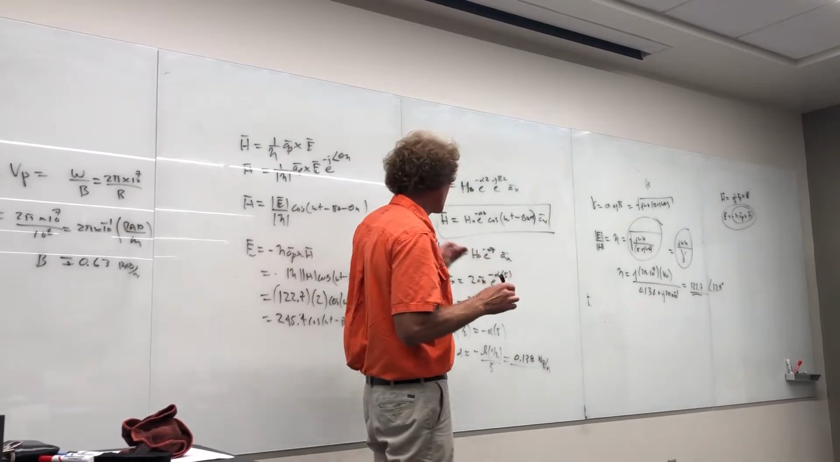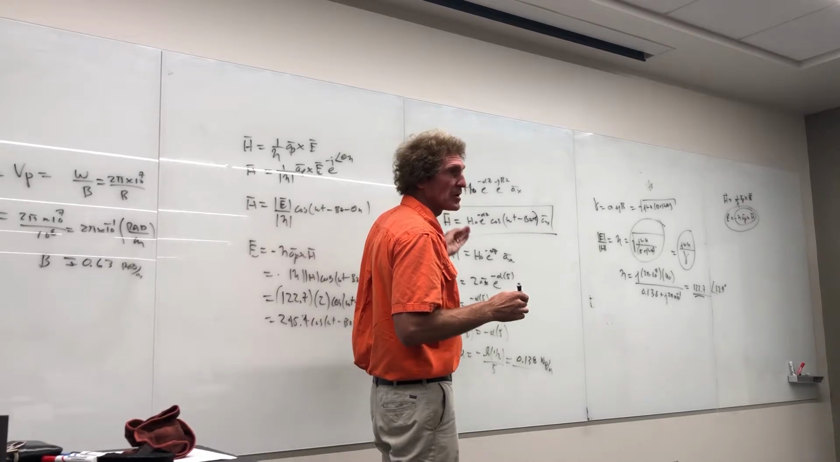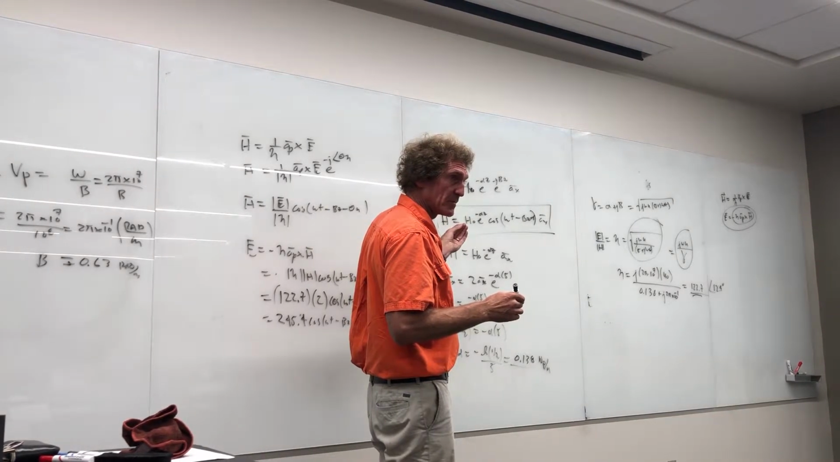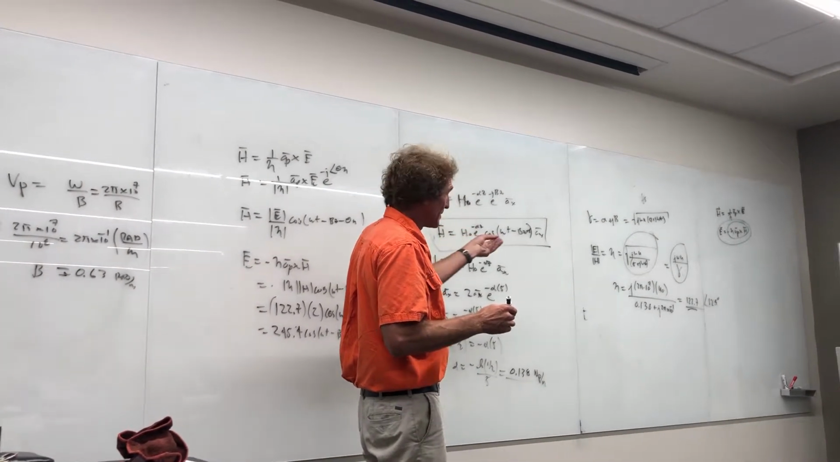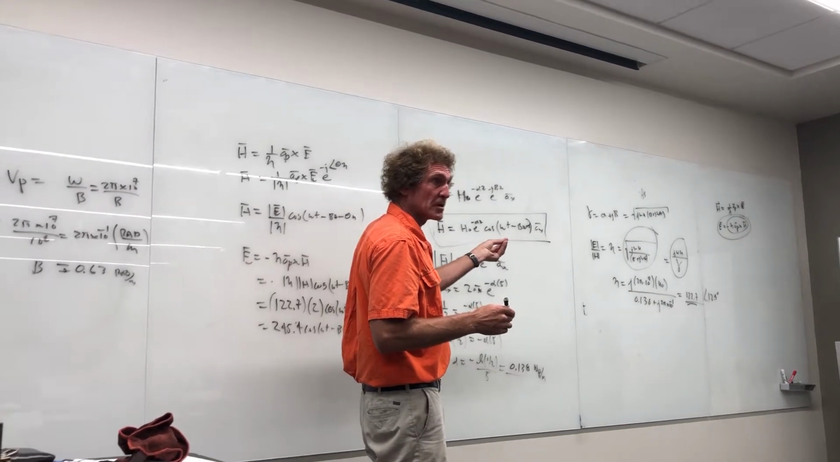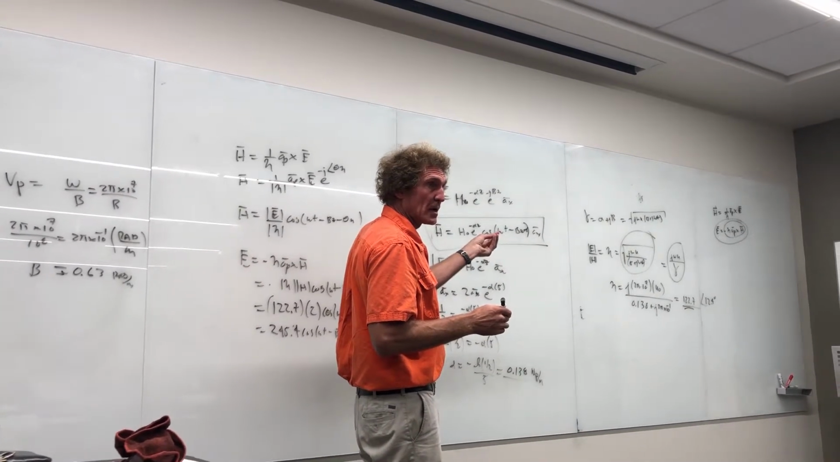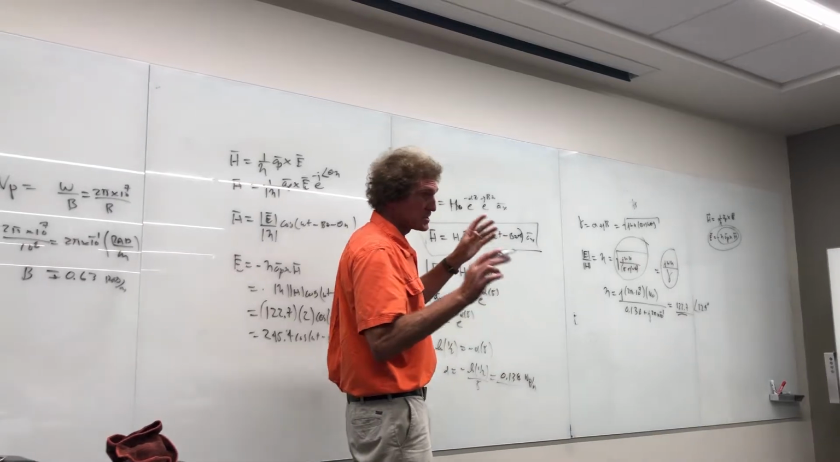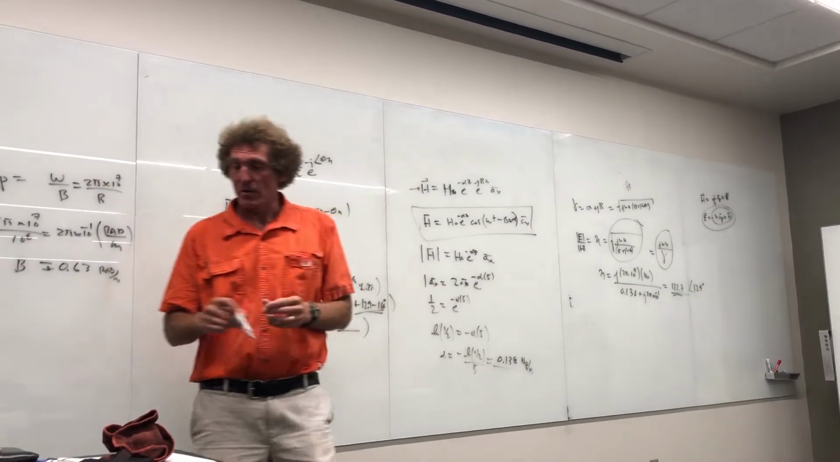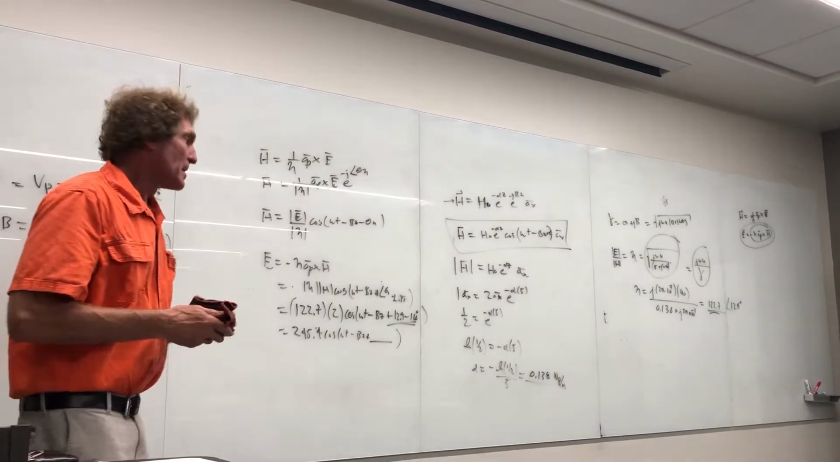Almost always what you want to know is the magnitude of both the E and the H field, the decay constant alpha, and beta. Those are the things you want to know. And that's the essential. Okay. Any other problems? That's it.